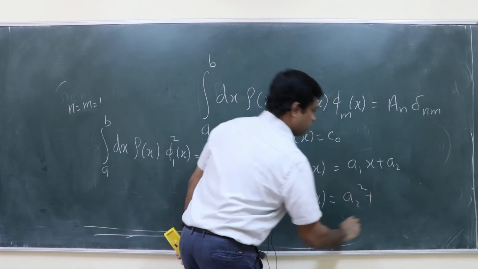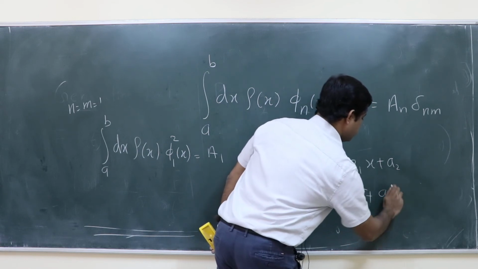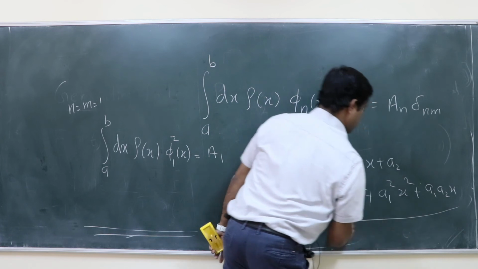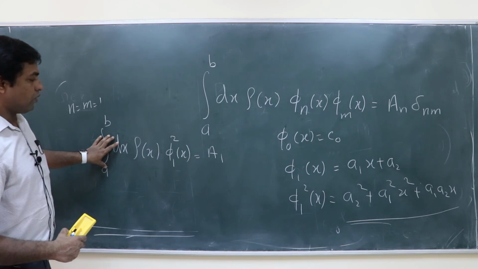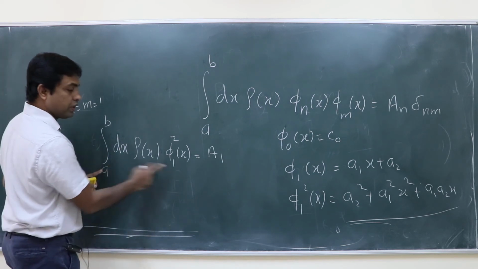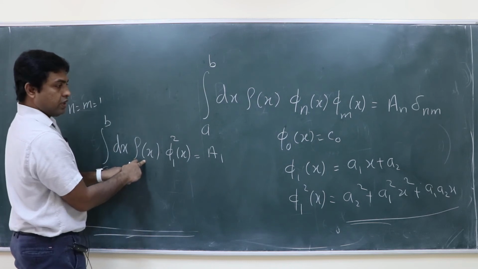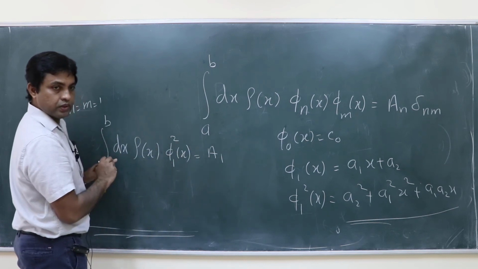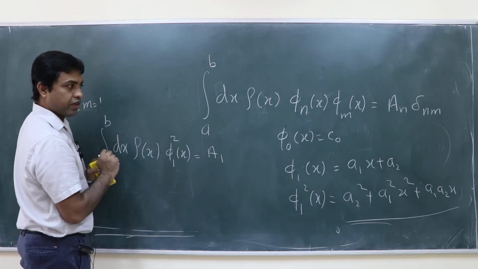What are you going to get if you substitute the square of that? a2 square plus a1 square x square plus a1 a2 x. You substitute that in this, and then you can actually do the integration, right? You will be able to do this integration because it's just a polynomial, from a to b, with rho of x. So you perform the integration, but the result will be in terms of a1 and a2. Yes or no? Yes, sir. The integration result is in terms of a1 and a2.